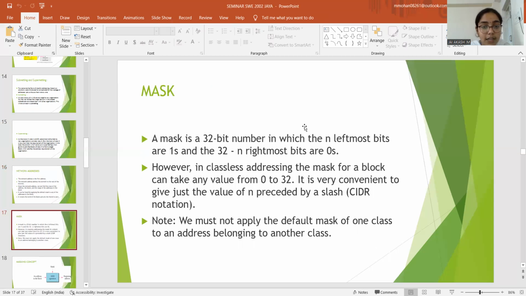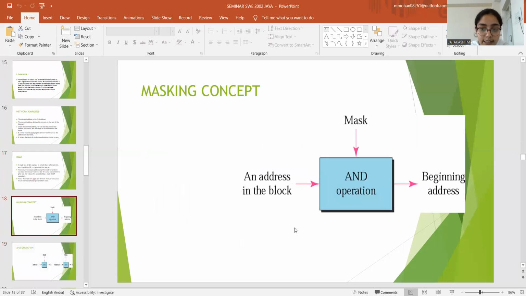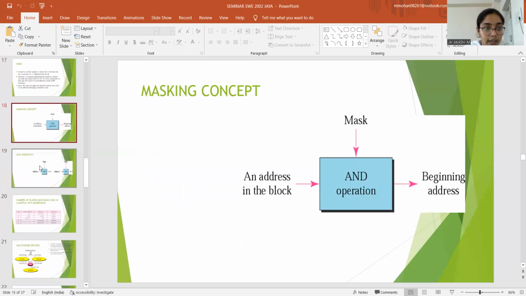A mask is a 32-bit number in which the n leftmost bits are 1s and the 32 minus n rightmost bits are zeros. However, in classless addressing, the mask for a block can take any value from 0 to 32. It is very convenient to give just the value of n preceded by a slash. We must not apply the default mask of one class to an address belonging to another class. You can see an example of the masking concept and operation.